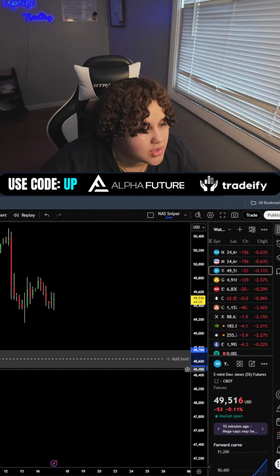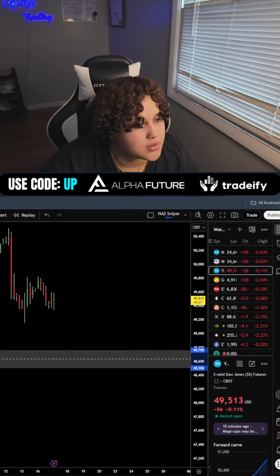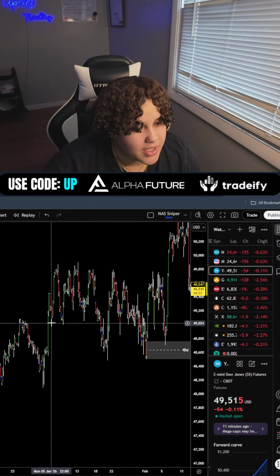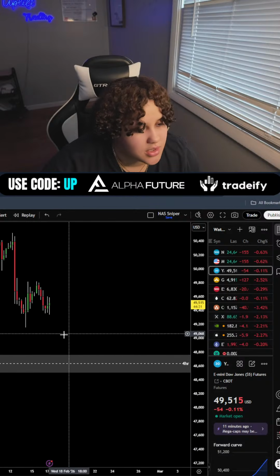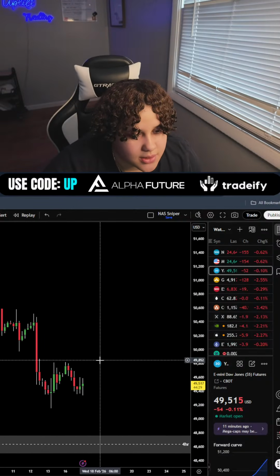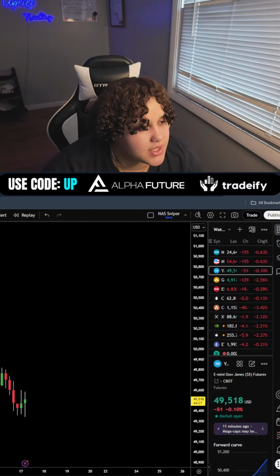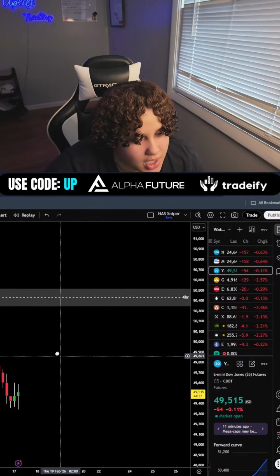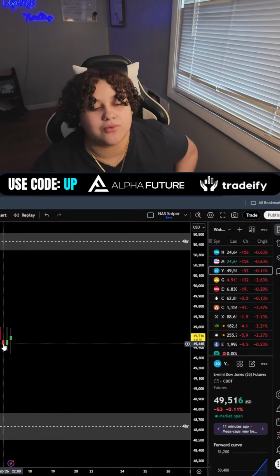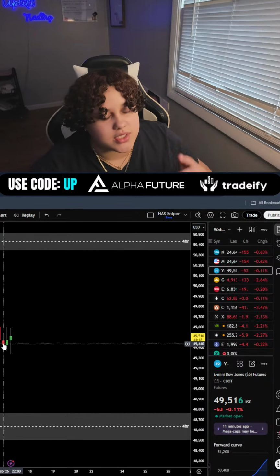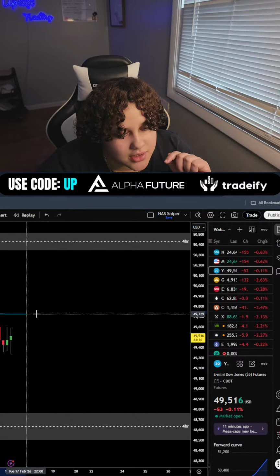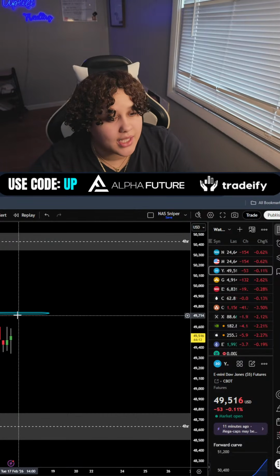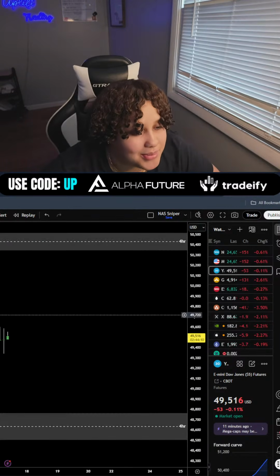Ooh, there are good zones on US 30 though. We have this 4-hour demand zone right here, kind of at the bottom of that range, which we bounced off of recently. We also have this 4-hour supply zone, which is very close to all-time highs. So I don't think it's going to be that helpful. But what I do see on US 30 is this really good range here. And I think we could trade that breakout. Again, if it happens. Let's see.